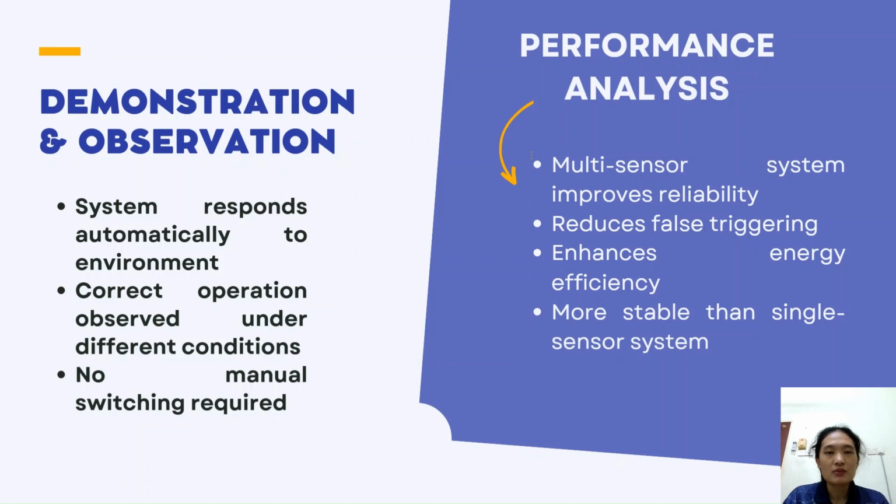From the observation, the multi-sensor system performs better compared to a single sensor lighting system. The use of two sensors improves decision accuracy, reduces false triggering, and enhances energy efficiency. The system response is stable and consistent under different environmental conditions.